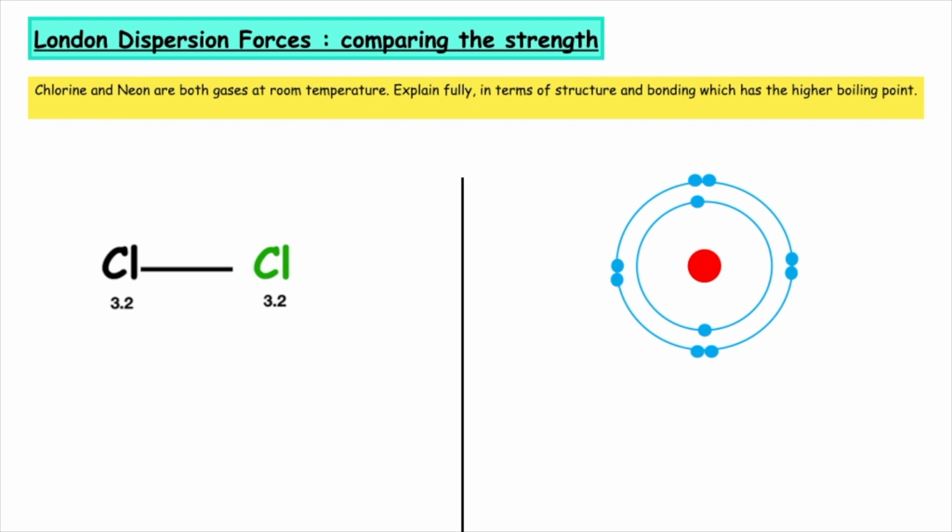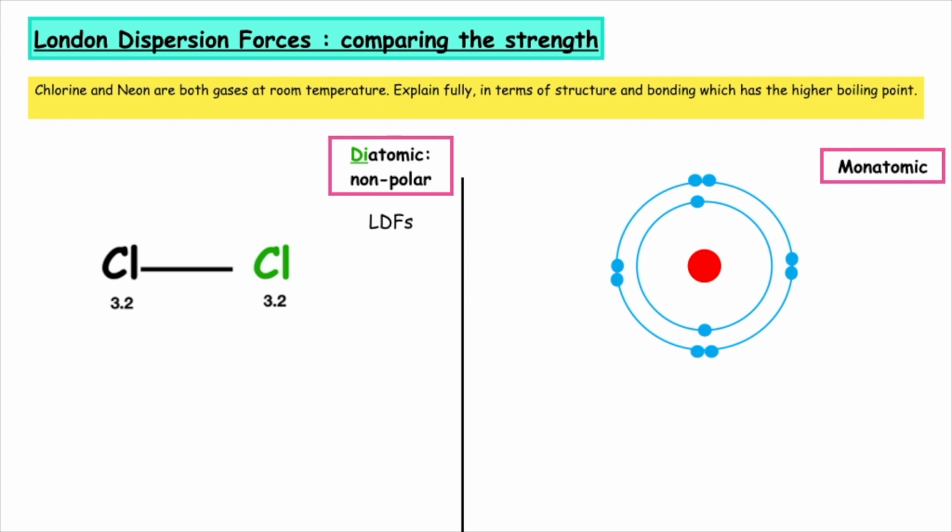So chlorine is a diatomic element, so therefore we look up the electronegativity. It's 3.2. The other chlorine atom's also going to be 3.2, so there's no difference in electronegativity, which means that chlorine is going to be non-polar. It will only contain London dispersion forces. Neon is a noble gas. It's found in group 8 or 0 of the periodic table, so therefore it's going to be a single atom, so therefore monatomic, and will also only have LDFs.